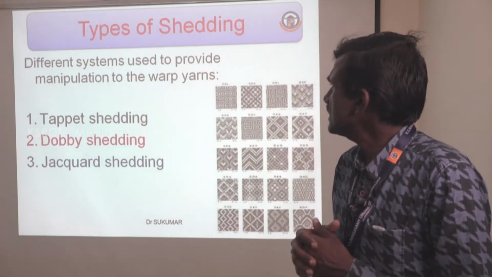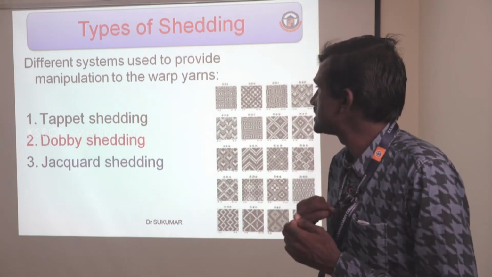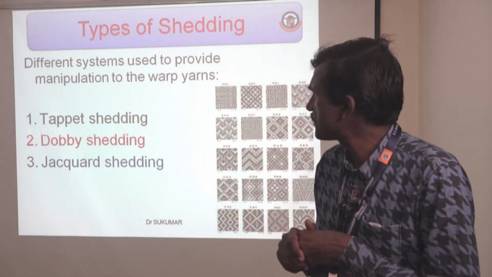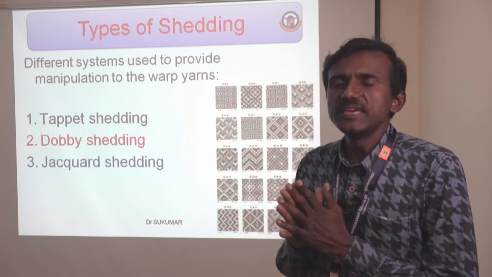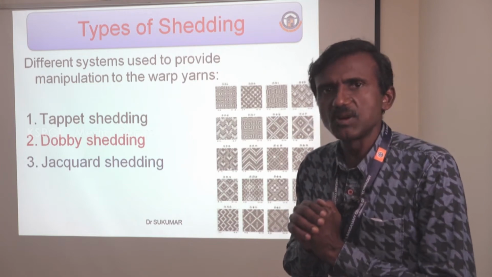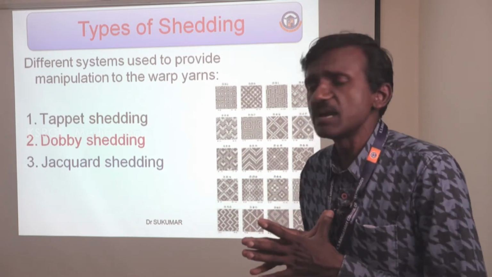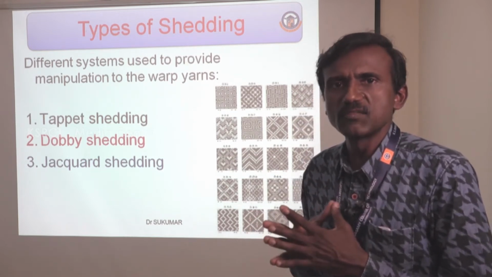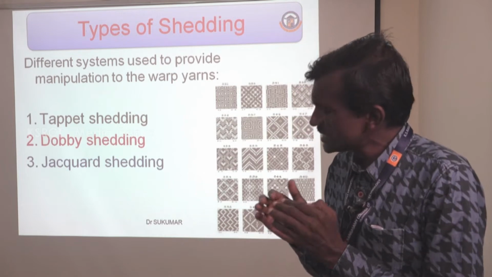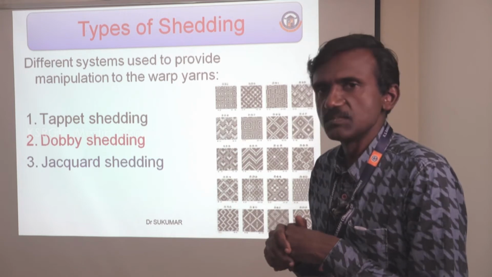The shedding mechanism is normally divided into three types: the tappet shedding mechanism, the dobby shedding mechanism, and the jacquard shedding mechanism. The tappet shedding mechanism is used in power looms, and the dobby mechanism is also used in power looms. The tappet shedding mechanism is able to control only 8 to 12 heald shafts. More than that, we have to go for a dobby shedding mechanism. If the design is larger than 24 heald shafts, then we have to go for the jacquard mechanism.